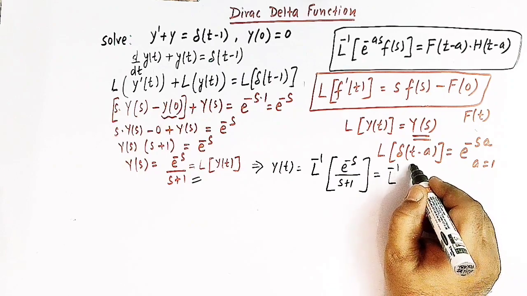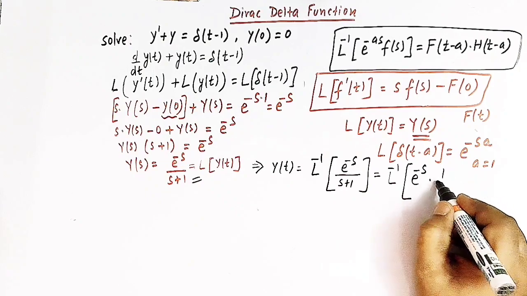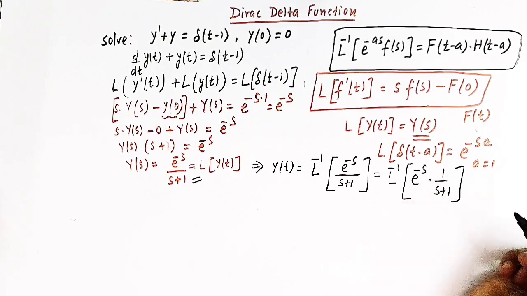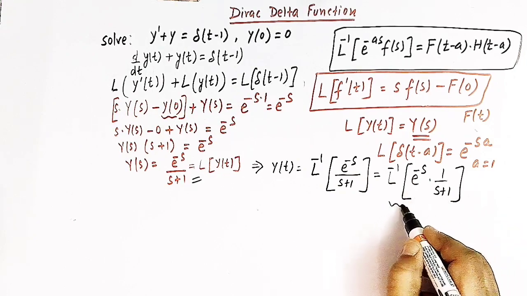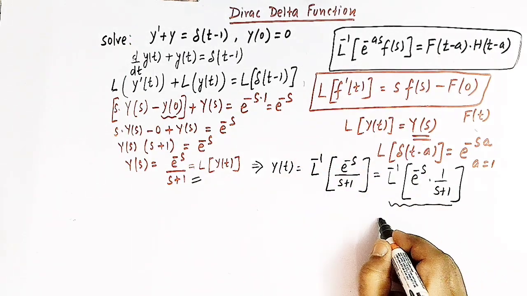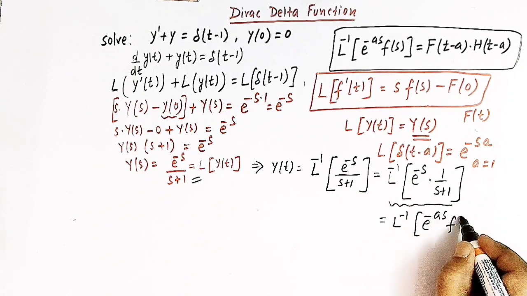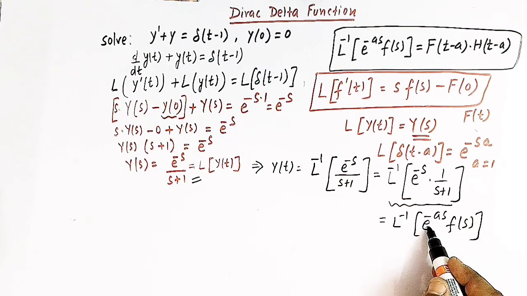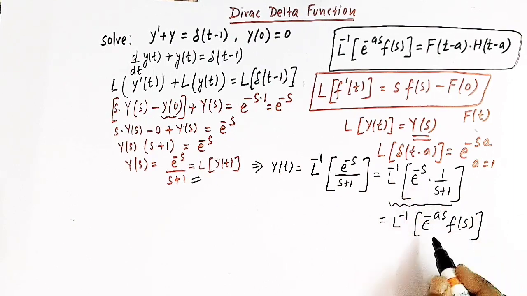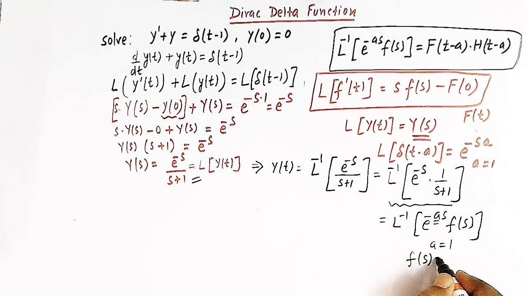We can write L inverse, and here we have e raised to minus s times 1 over s plus 1, right? So now we have obtained this expression similar to this one, right? Because here we have L inverse of e raised to minus as f of s. So if we compare these two expressions, then the value of a is 1, and f of s is given by 1 over s plus 1, right?